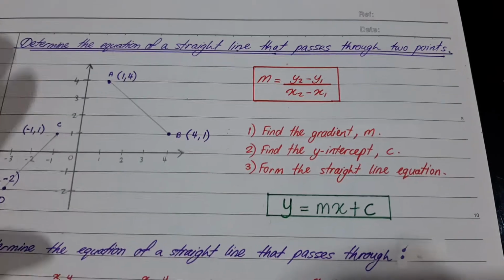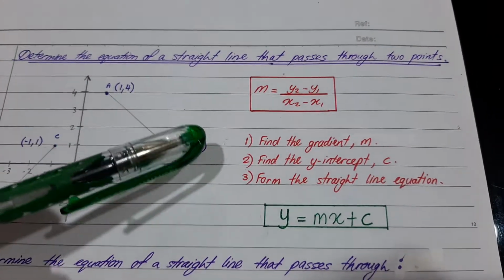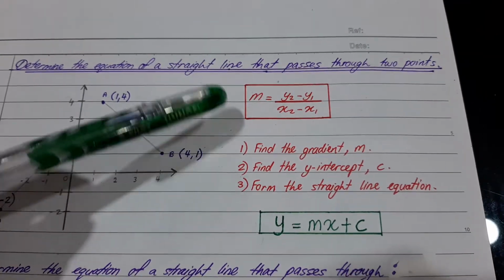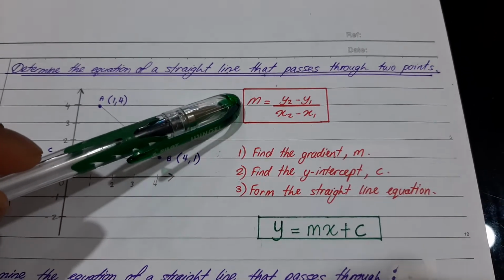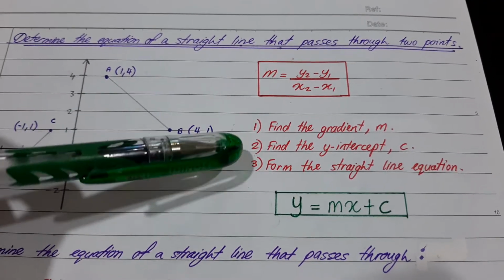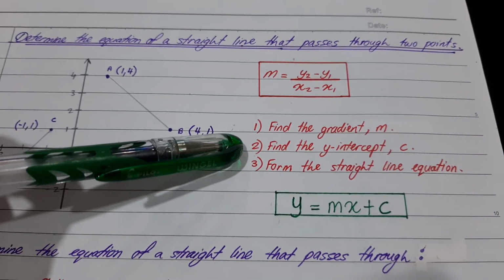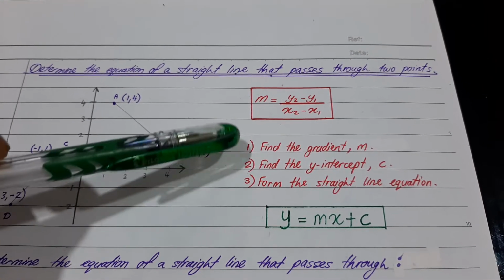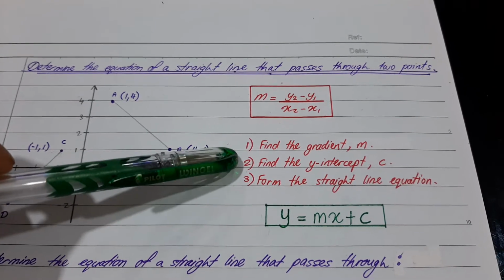There are 3 steps to do so. First, you need to find the gradient, m. To find m, the formula is y2 minus y1 over x2 minus x1. The second thing is to find the y-intercept. And the third thing, you will find the straight line equation based on the information of m and c.